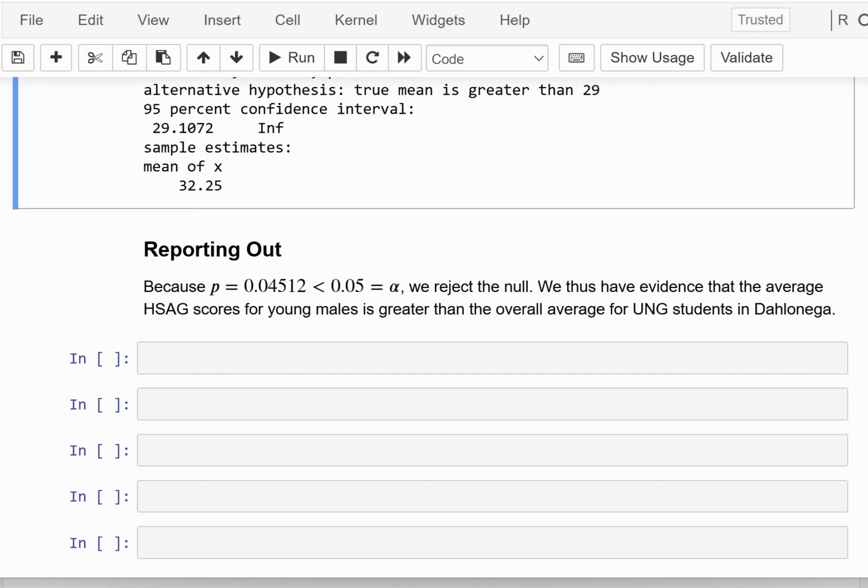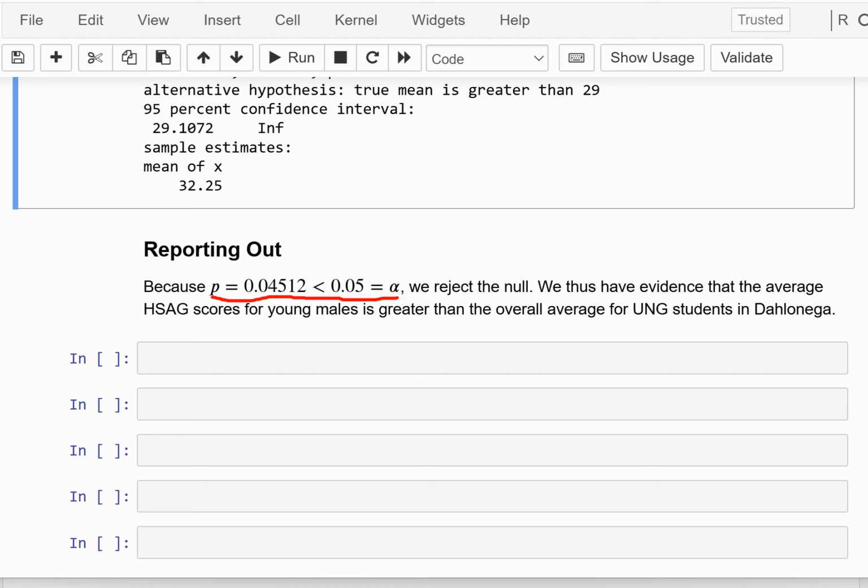Because the p-value is less than our level of significance of 0.05, we reject the null. And therefore, we have evidence for the alternative hypothesis, which is that the average aggressive humor scores for young males is greater than the overall average for UNG students in Dahlonega.